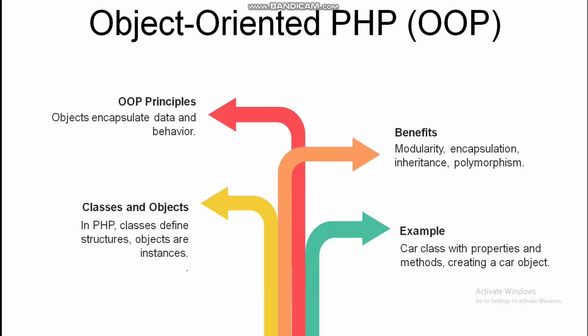Moving on, object-oriented PHP. The principle is that objects encapsulate data and behavior. In PHP, a class defines the structure, and an object is an instance. Modularity, encapsulation, inheritance, and polymorphism are the benefits of OOP in PHP. For example, a car class with properties and methods, creating a car object.